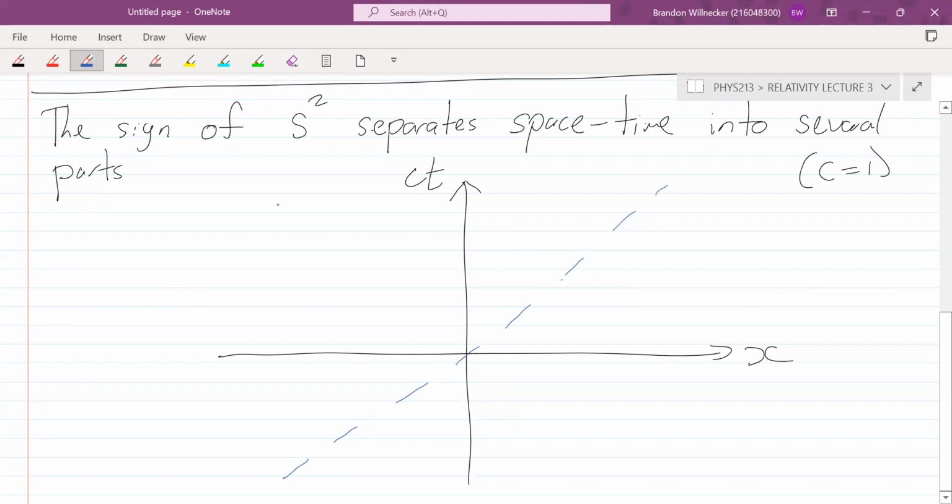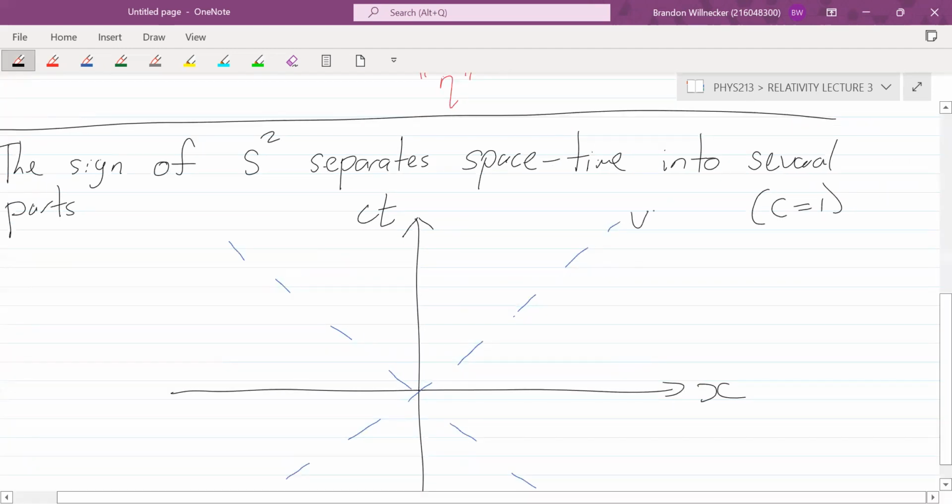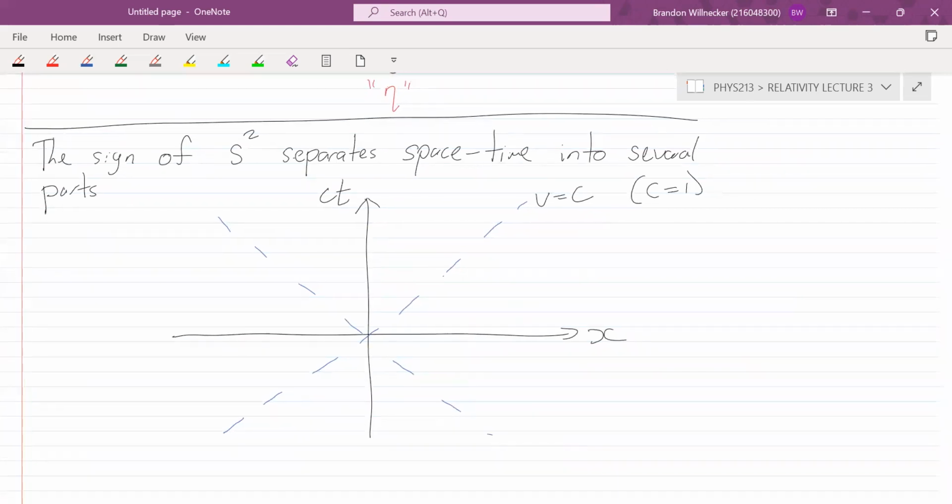One diagonal going this way, another diagonal going this way, in which the velocity or the gradient of this line is the speed of light. So v is equal to c. Okay, because we've got x along the horizontal, t along the vertical, the gradient would give us the velocity. And since we're working in units where the speed of light is 1, these two lines are at 45 degrees to the horizontal. Okay, gradient of 1.